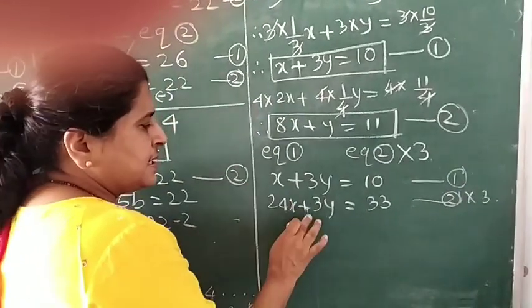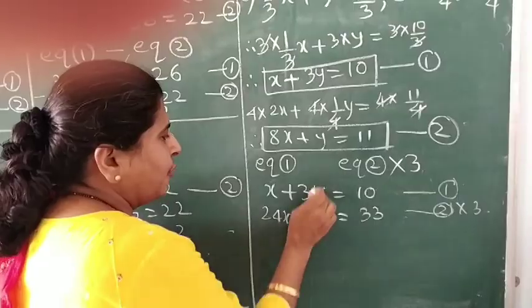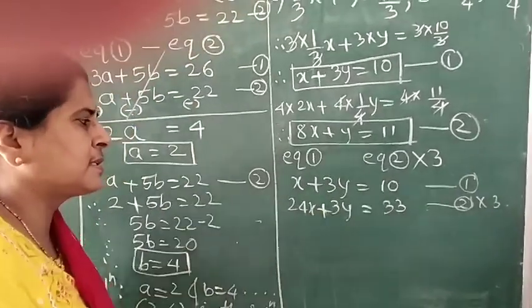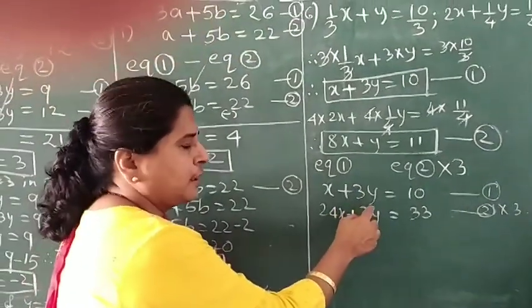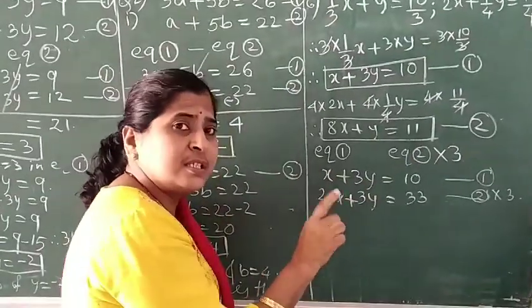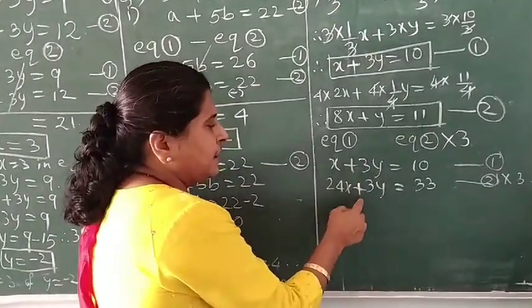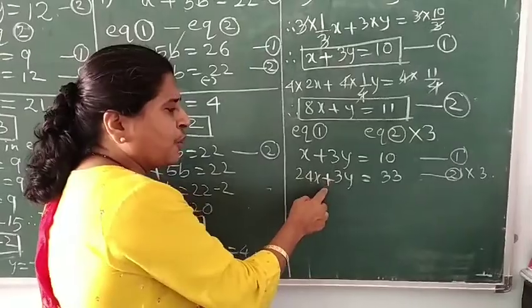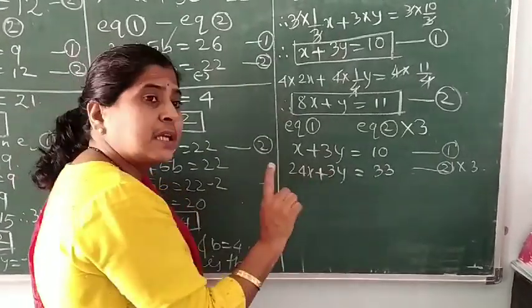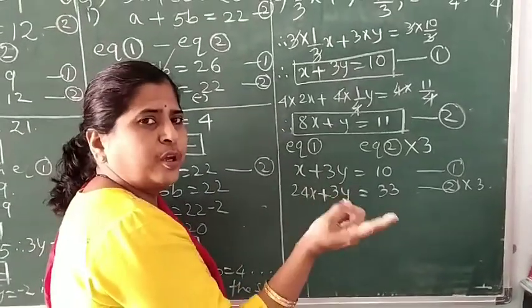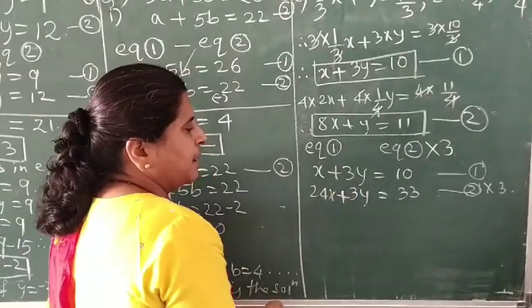Now you see whether you have to add or subtract. Now you have got the coefficient of y the same in both the equations. Now you decide whether you have to add or subtract. By addition, what will happen? 3 plus 3 is 6. It will not eliminate. So we have to do subtraction. So 3 minus 3 will become 0.